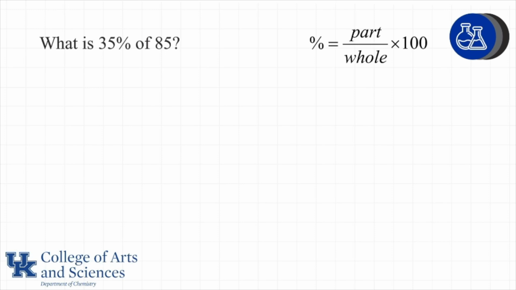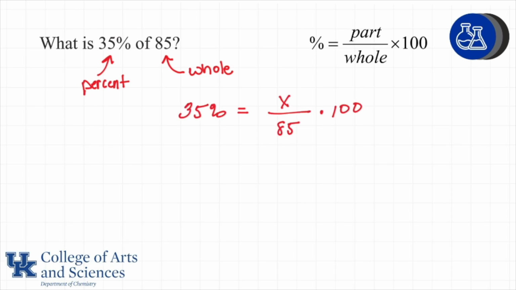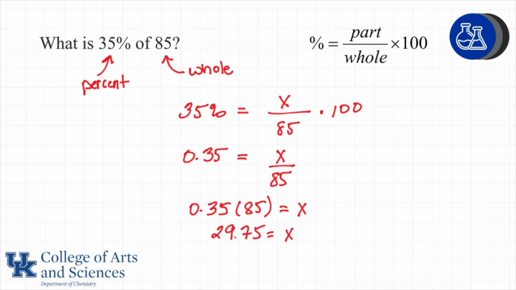What is 35% of 85? We know the percent and we know the whole. What we're trying to find is the part. 35% equals X over 85 times 100. 0.35 equals X over 85. And then we multiply both sides by 85 and we get 29.75 equals X. And we're going to round that to 30 because we have only two significant figures in our numbers.